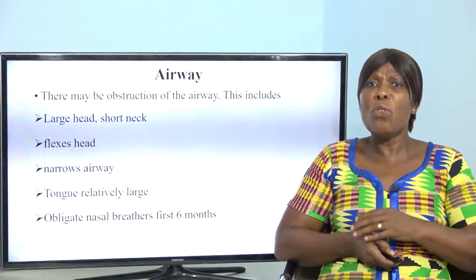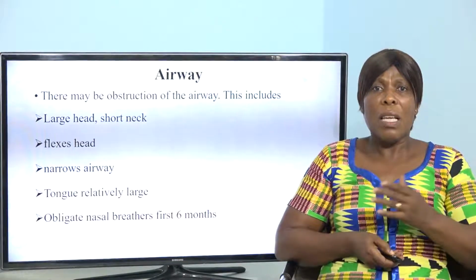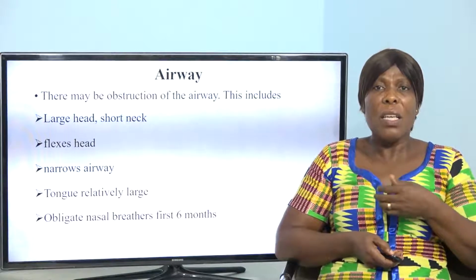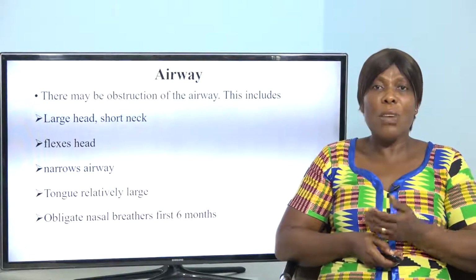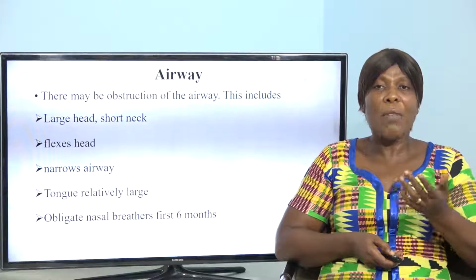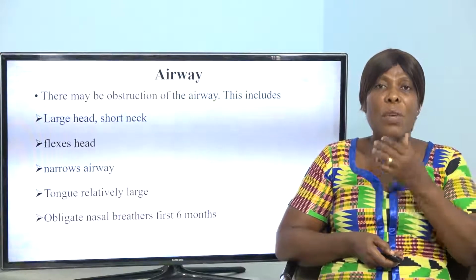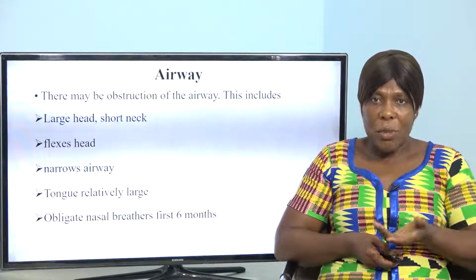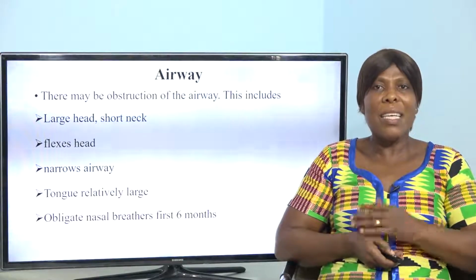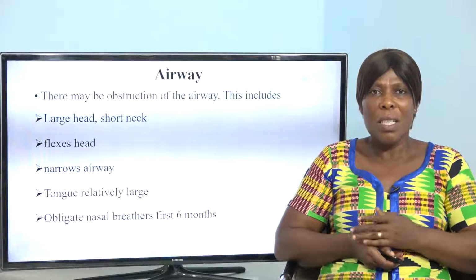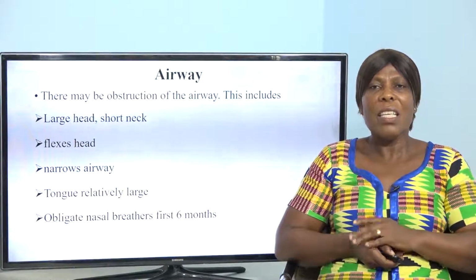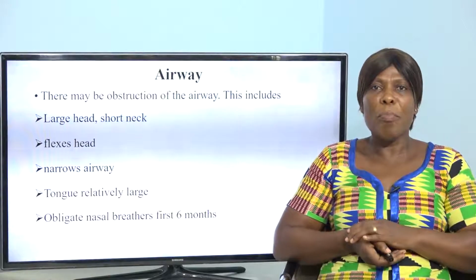And with these babies, naturally they are nasal what? Breathing. They use the nose in breathing. As we adults, when we are obstructed from the nose, we can use the mouth to breathe. But with the babies, they cannot use their mouth. They only use the nose. So when the nose is obstructed, it becomes difficult for them to breathe.